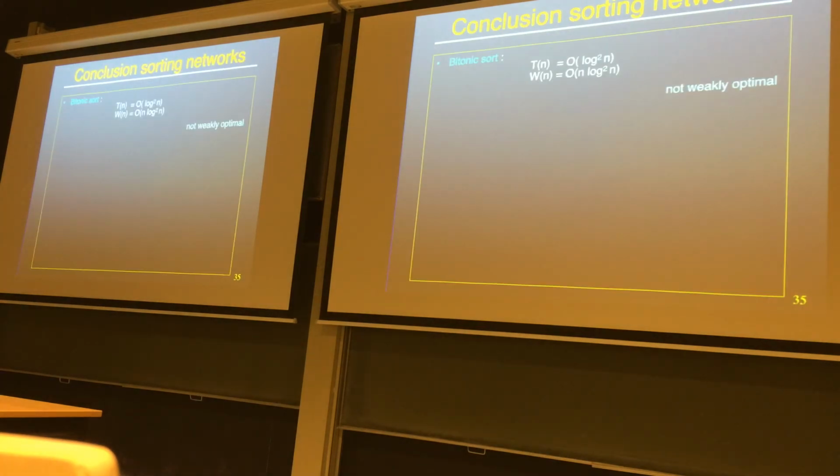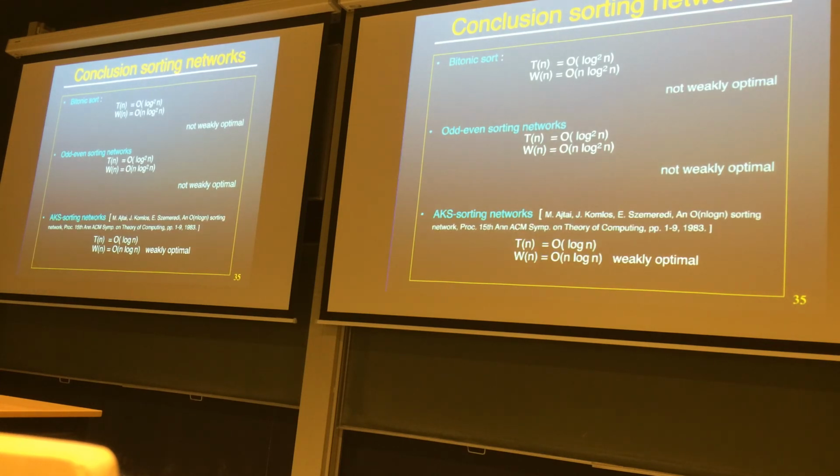So summarizing, if we take bitonic sort, then the time we need to sort is log squared n, the amount of work is n log squared n, not weakly optimal. Odd-even sorting networks achieve the same profile, but how about an optimal network? We would like, of course, to achieve a sorting network that is weakly optimal with respect to serial algorithms.